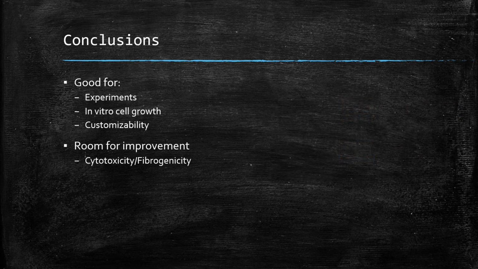CNT scaffolds are good options for experiments in vitro cell growth, and their customizability makes them ideal for being able to grow many types of tissues. However, due to their easy cytotoxicity and fibrogenicity when they are disintegrated, there's a lot of room for improvement before they are used for in vivo scaffolds.